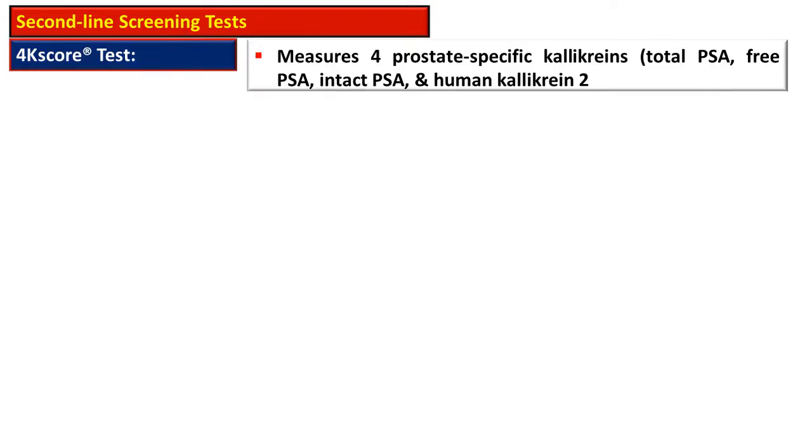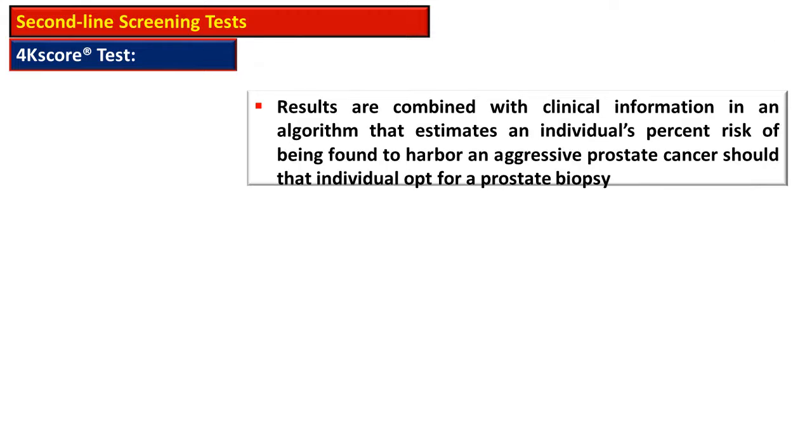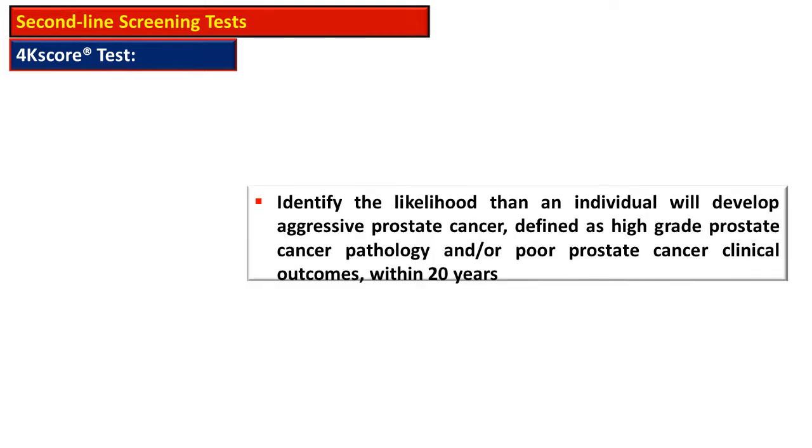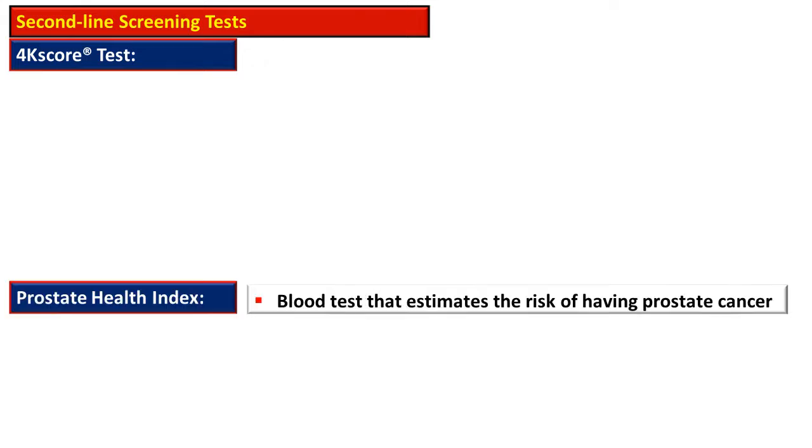There are some second line screening tests, and one of these is the 4K score test. It measures 4 prostate specific kallikreins: total PSA, free PSA, intact PSA, and human kallikrein 2. The results are combined with clinical information in an algorithm that estimates an individual's percent risk of being found to have an aggressive prostate cancer, defined as high-grade prostatic cancer pathology and/or poor prostate cancer clinical outcome within 20 years.